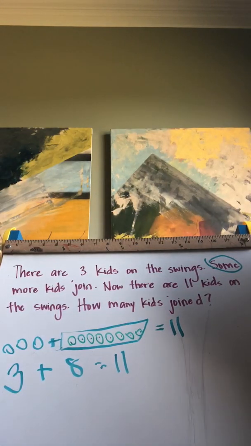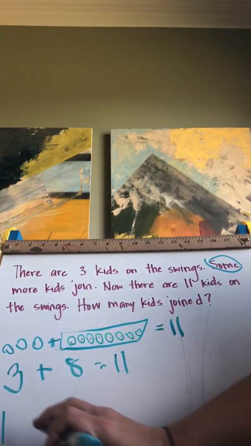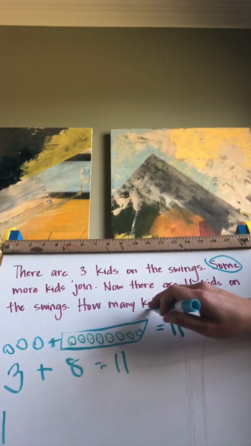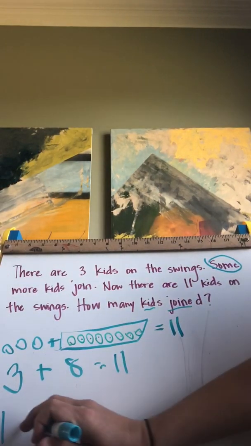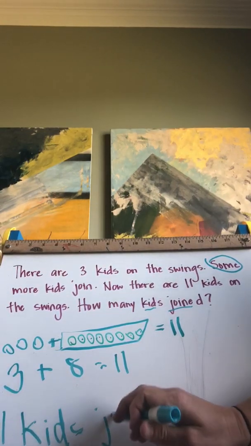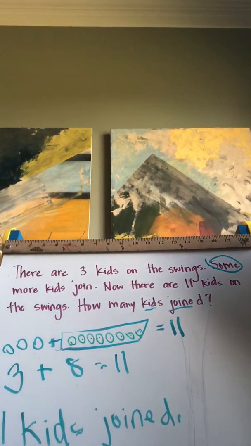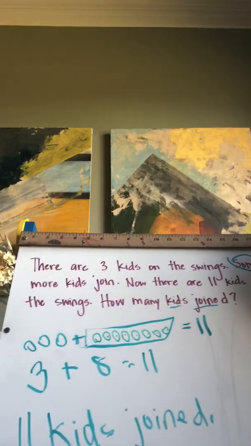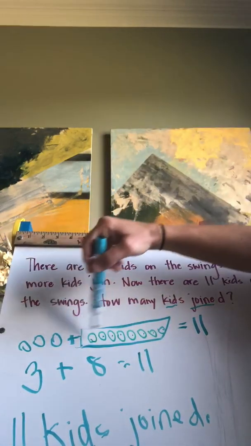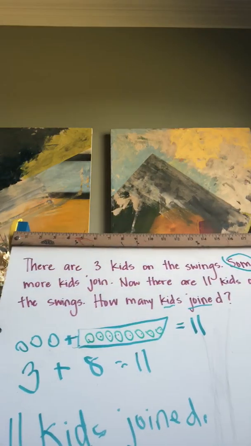Now, I want to be able to answer my question. And my question said, how many kids joined? So I'm going to start down here with 11 because that's how many kids joined. And then I'm going to take words from my sentence to help me. 11 kids joined. Now I know that I was able to find my answer by using a picture, a number sentence, and a regular sentence. Great job, my friends.